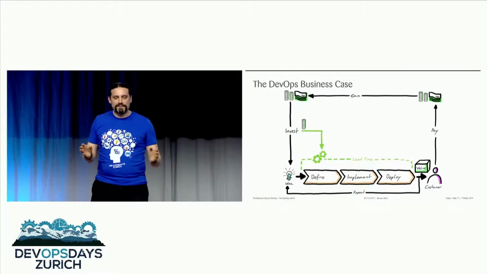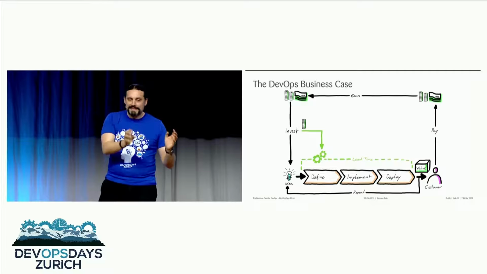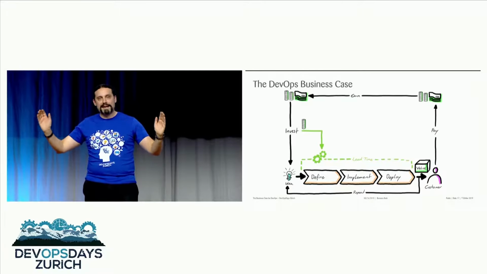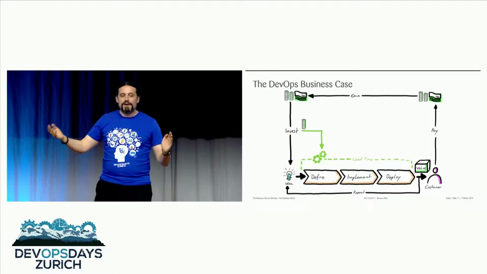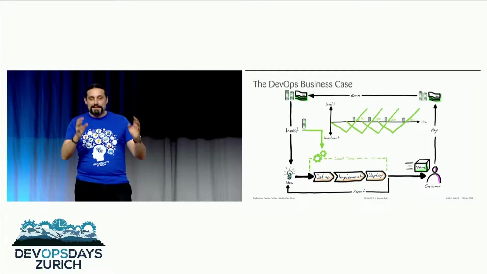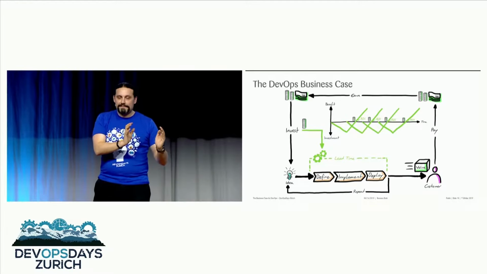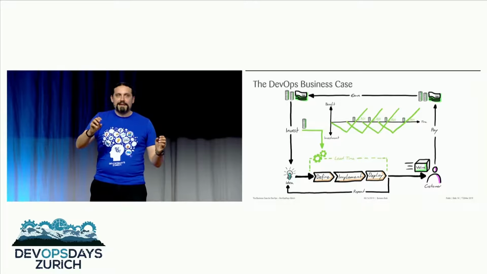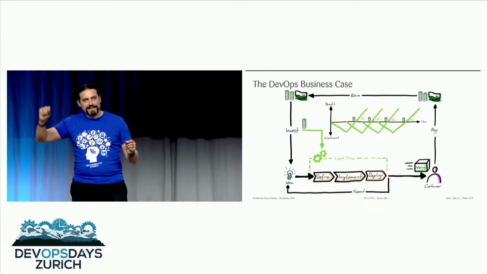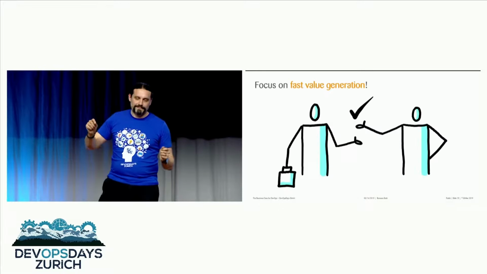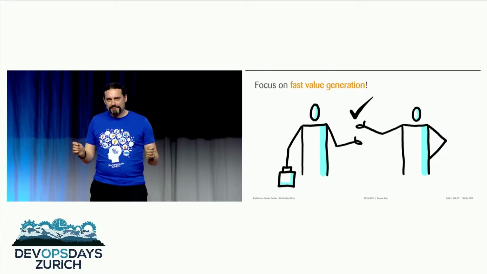So the first step of DevOps is to take part of this earning and invest it into improving the lead time of our value chain so that we can generate value faster for our clients. And then we see this picture that the value stream is getting faster and smaller, and we can do more deployments, and we have a faster return on investment, which we can always reinvest. So, focus on fast value generation.